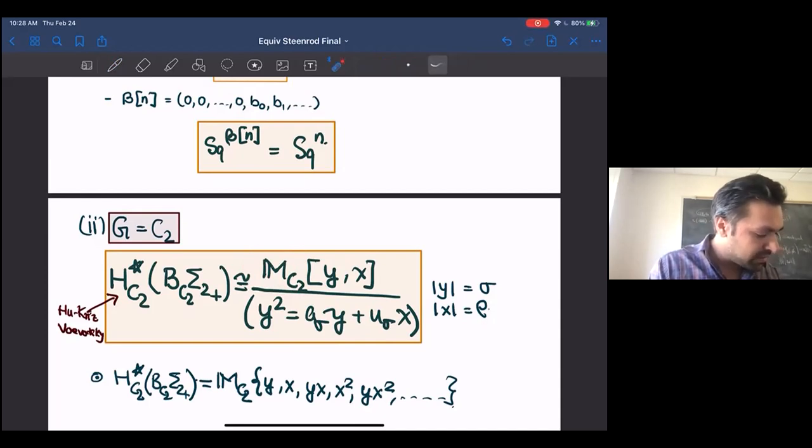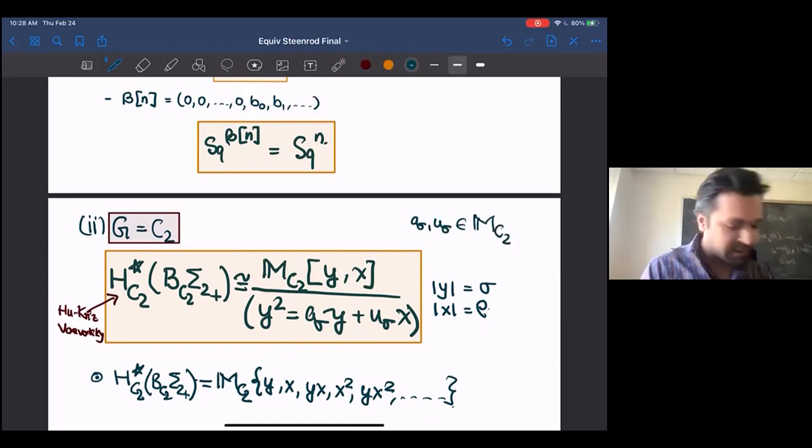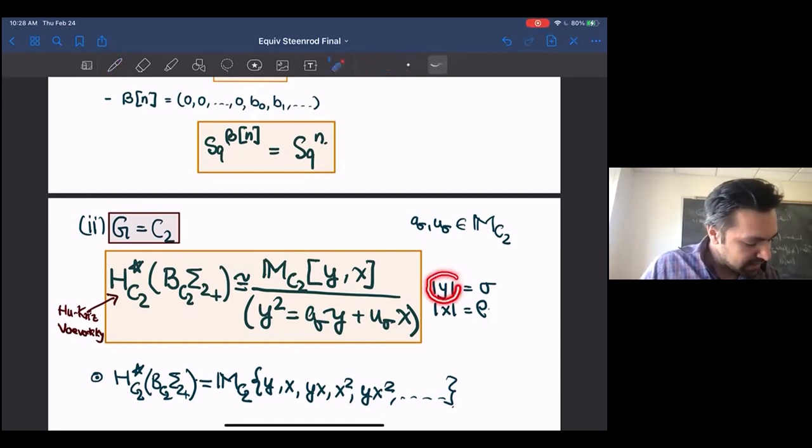This is free on the coefficient ring, which is MC2, adjoined with two generators Y and X, which satisfies this relation: Y squared equals A sigma U and U sigma X, where A sigma and U sigma are elements in the coefficient ring, which were the polynomial generators that I described previously. And the degree of Y in the RO C2 grading is sigma, the sign representation of C2, and the degree of X is rho.